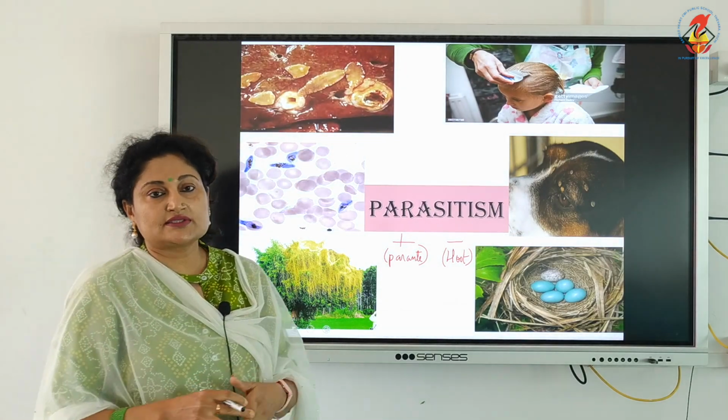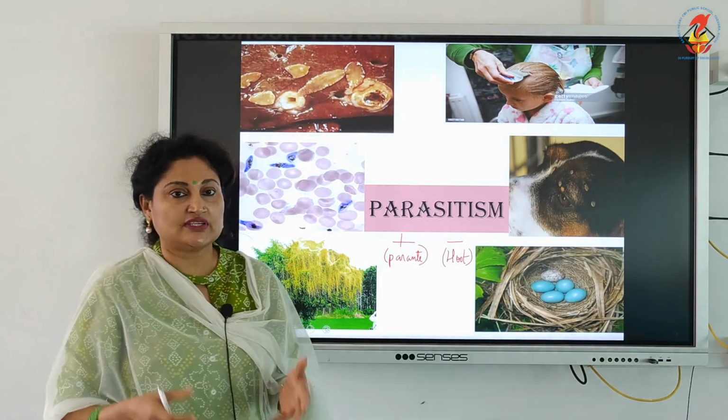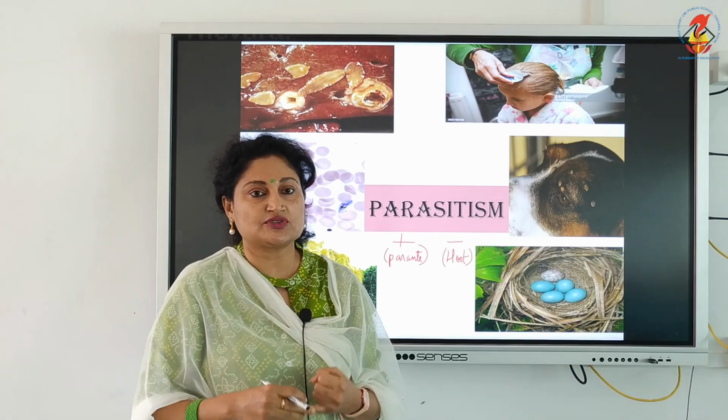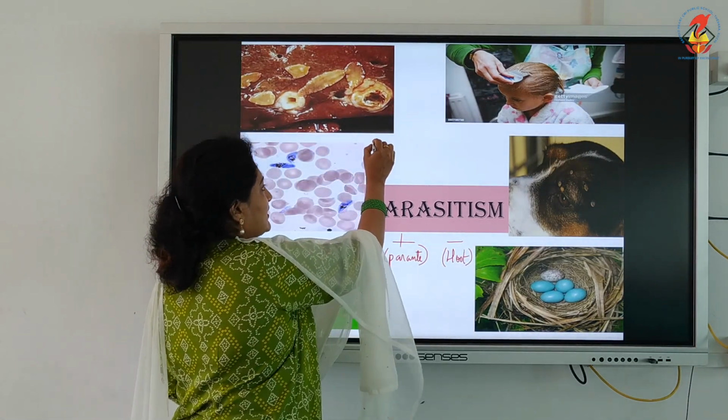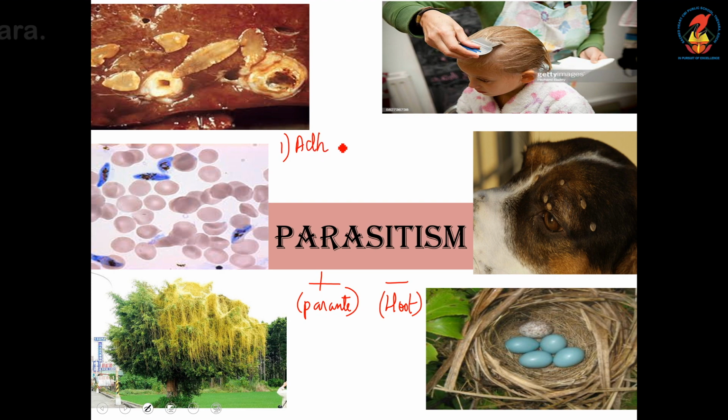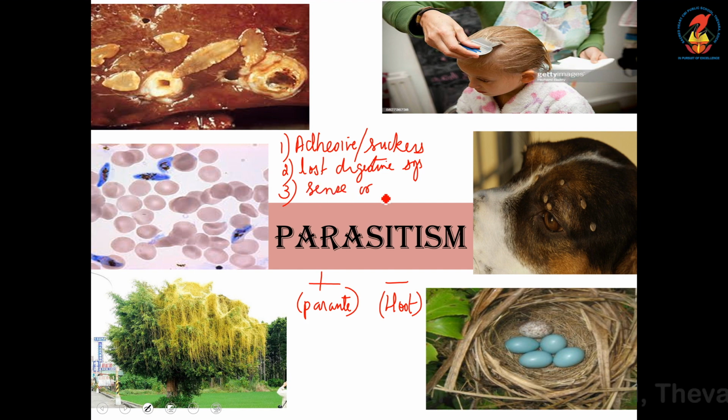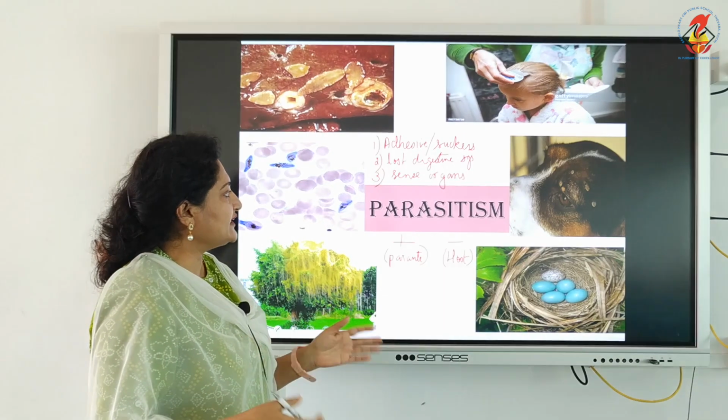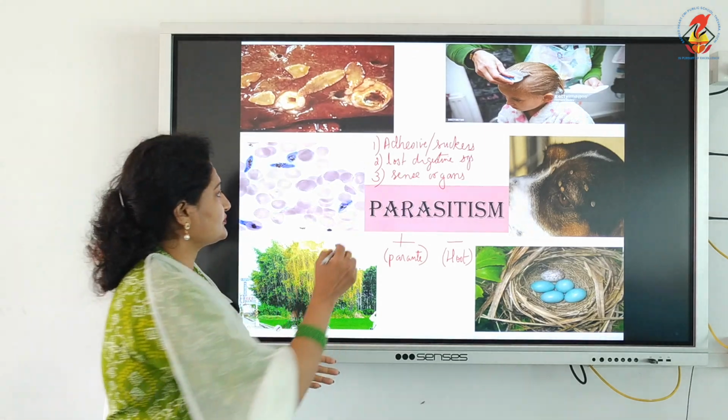Now, usually parasites have adaptations to survive in the host or on the host. They are well adapted. So, the adaptive strategies: one, they have adhesives or suckers to cling onto the host. Then, second, they have lost the digestive system. They do not have an elaborate digestive system. Third, unnecessary sense organs are also lost. They need not have unnecessary tentacles or antennae or compound eyes, etc. These all are reduced or lost.